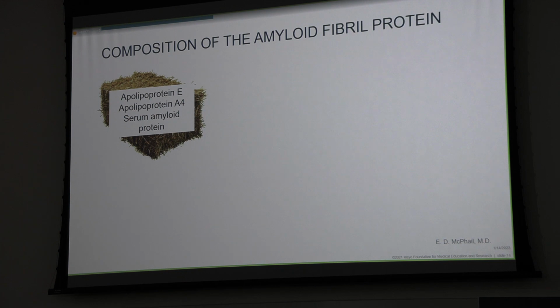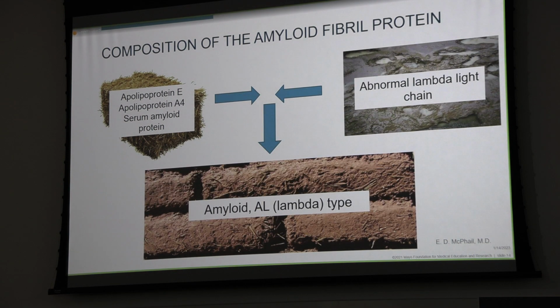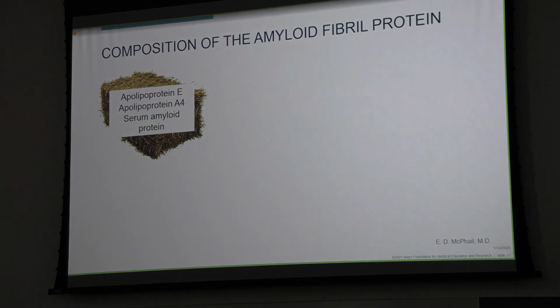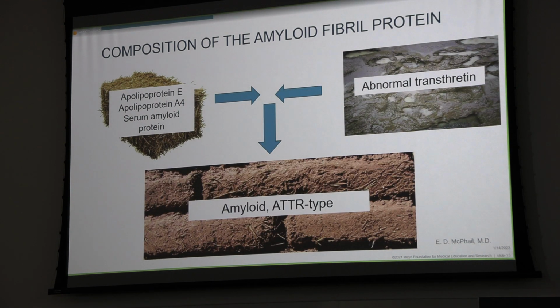So here's an example. The amyloid signature proteins that we use are apolipoprotein E, apolipoprotein A4, and serum amyloid protein. There are actually a couple other proteins that are considered amyloid signature proteins, but those are the 3 we use in our lab. And when combined with, say, an abnormal lambda light chain, you wind up with AL amyloid lambda type. Here's another example. Same amyloid signature proteins. This time the abnormal protein is an abnormal transthyretin. Put them together and you wind up with TTR amyloid.